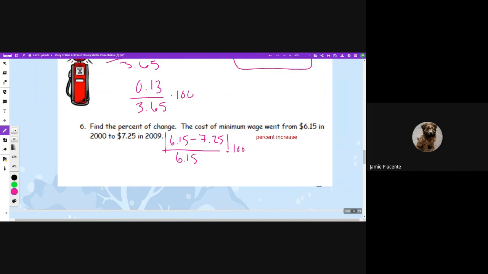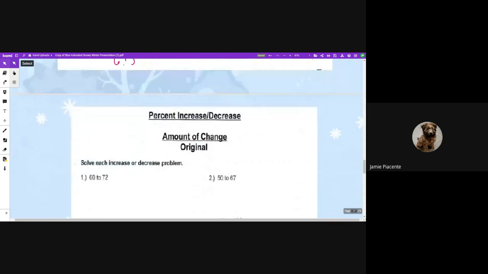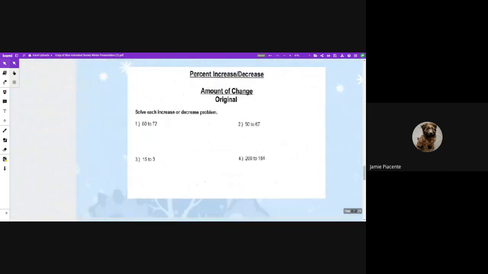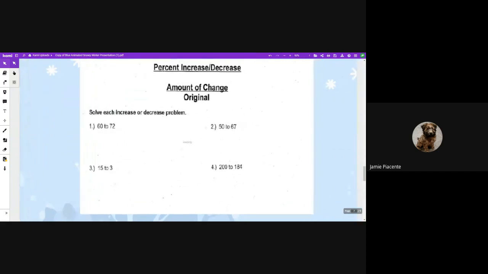So 615 minus 725, 6.15. So we get 17.88. That 8 rounds that 17 up to an 18. So an 18% increase. All right, hopefully we have the hang of this. Let's move on to numbers 1, 2, 3, and 4.